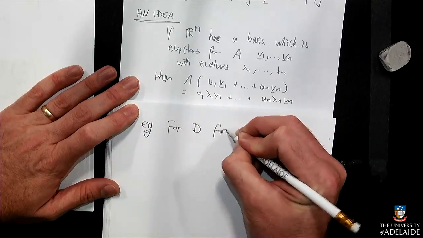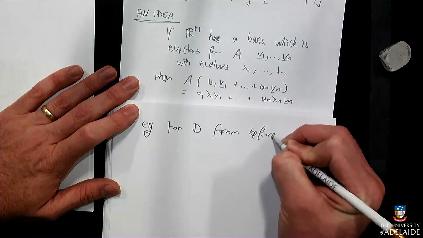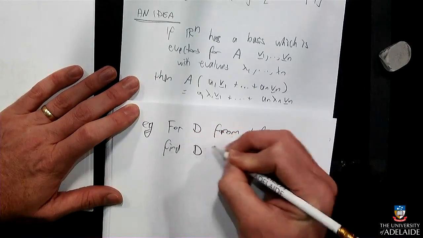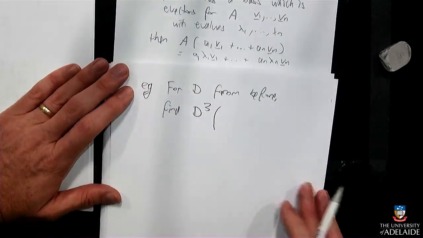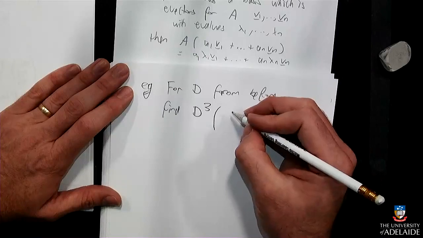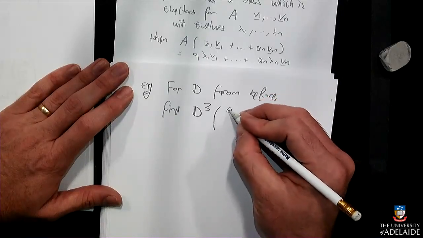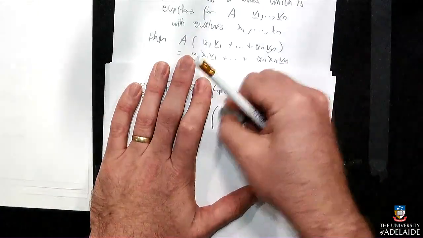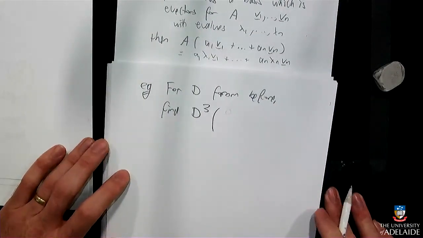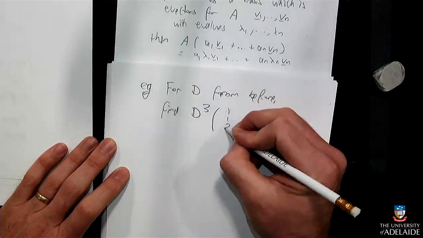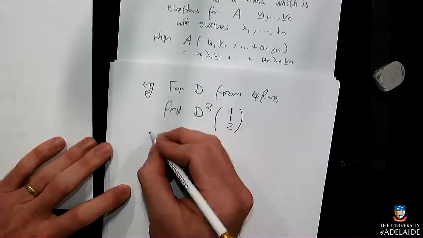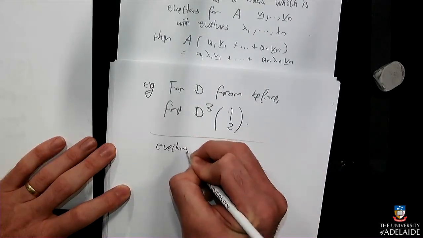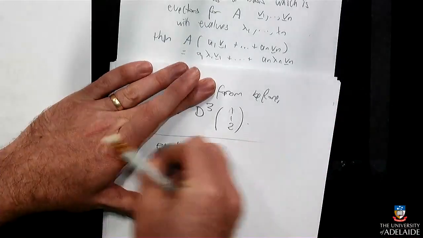For the D from before, find D cubed times this vector. Just give me a second. Times this vector here. Okay. So the eigenvectors were, well, a basis of eigenvectors, right?